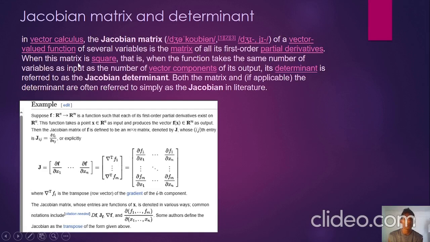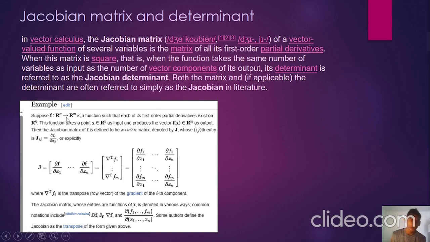Then when this matrix is square, the function takes in the same number of variables as input as the number of vector components out. The determinant referring to the Jacobian matrix is often simply called the Jacobian.